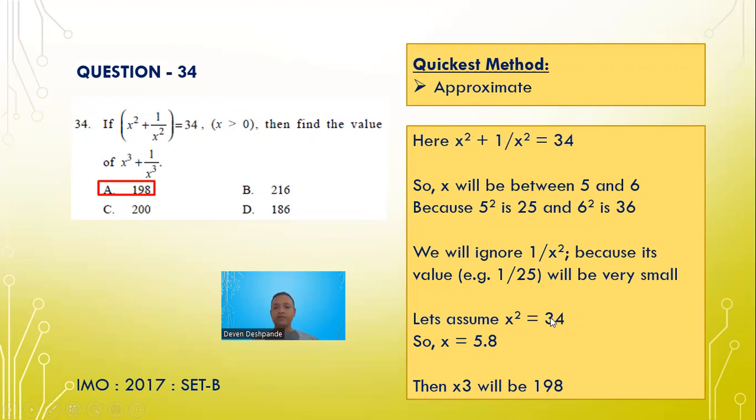So what is x? x is square root of 34. What is square root of 34? It is approximately 5.8. So x cube plus 1 upon x cube. Again, we'll ignore 1 upon x cube. So what is x cube? x is 5.8, so what is cube of 5.8? 5.8 cube is 198. So the answer is 198. The value of this is 198.